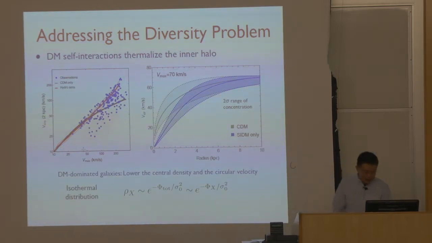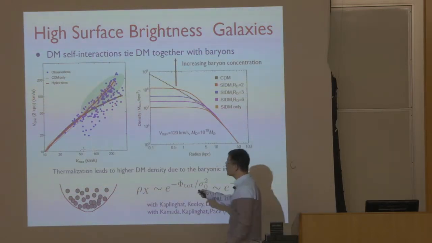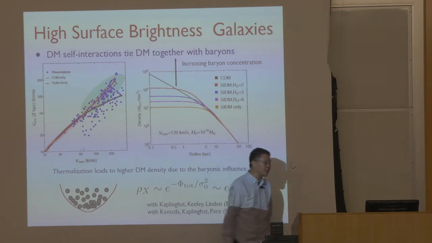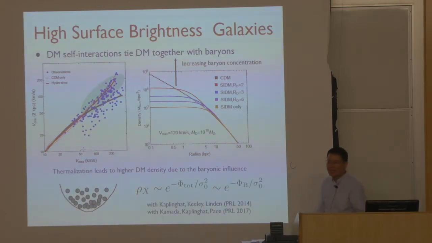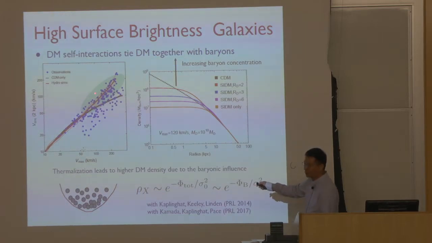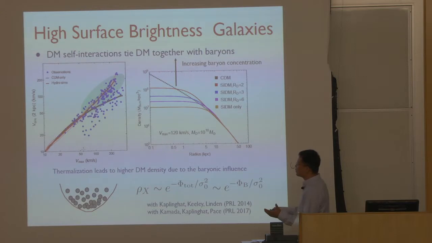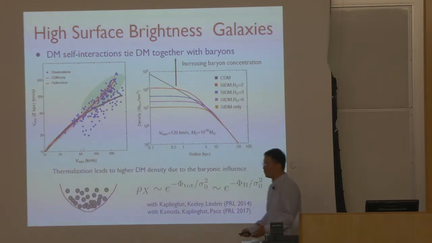But this is not the end of the story, right? To explain the diversity, you also need to explain those guys. Otherwise, you're cheating. Those are the galaxies completely consistent with lambda CDM. So if the SIDM only generated large density cores, you wouldn't be able to accommodate those guys, right? However, if you look at those galaxies, you realize those are called high surface brightness galaxies. In the central region, it's dominated by baryons, right?